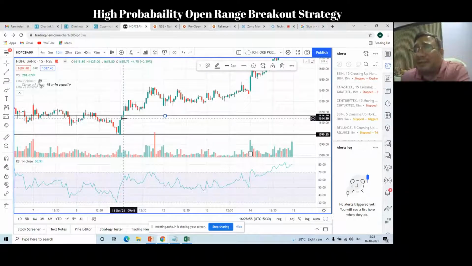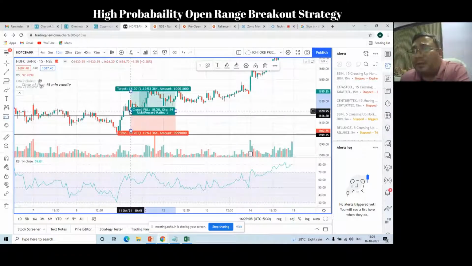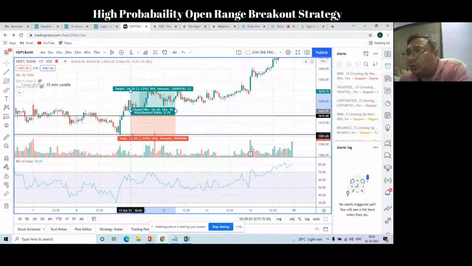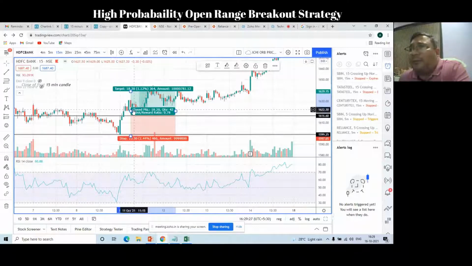This range was broken by the third candle. It was broken at the level of 1620.5. So now I will mark this level 1620.5, and I will mark the stop loss at the low of the candle. So my stop loss is at 1599.25. I will keep it a bit below, not exactly at the low. And I will buy 42 shares of HDFC at 1621.